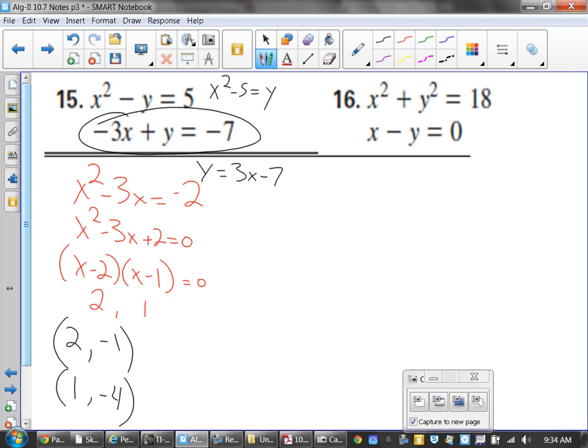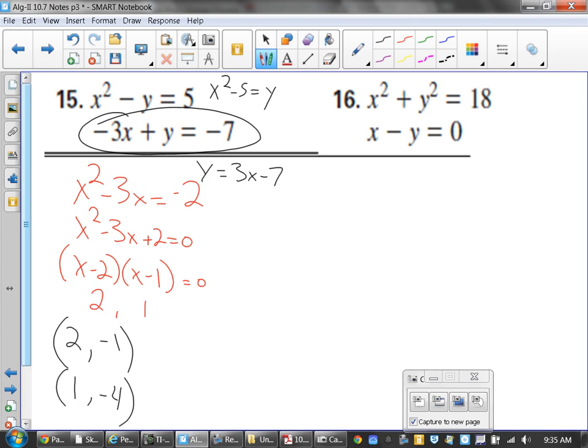The only reason I chose the second equation is because it's linear, it's a little bit easier to work with. If you were to find y in 16 and do the substitution, you would have y squared. Could you put that back into x squared plus y squared equals 18, or would you have to fix those? You overthought it if you did it that way.